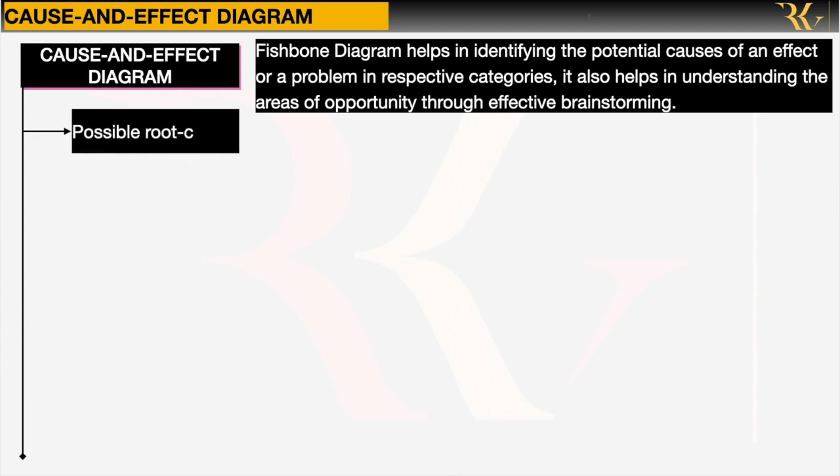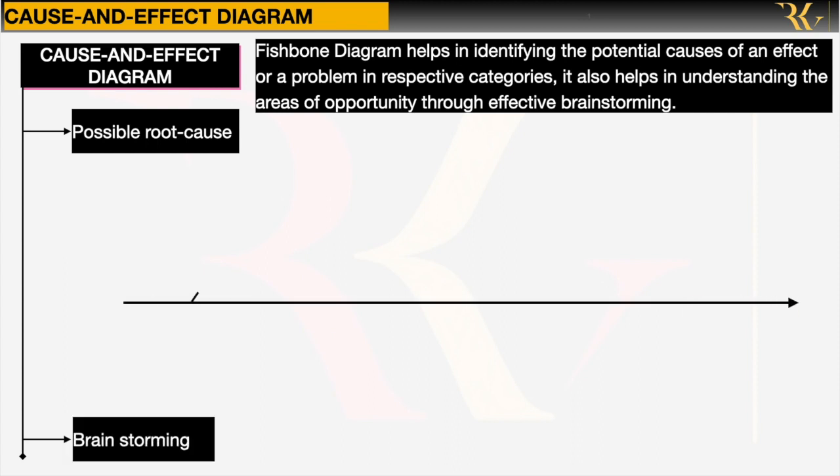Cause and effect diagram, the fishbone diagram, helps in identifying the potential causes of an effect or a problem in respective categories. It also helps in understanding the areas of opportunity through effective brainstorming. It takes up 2 points: first, possible root cause; second, brainstorming. This concept works on man, machine, material, environment, measurement, method. These are the possible causes of a problem, and the root cause can be identified by brainstorming on these.